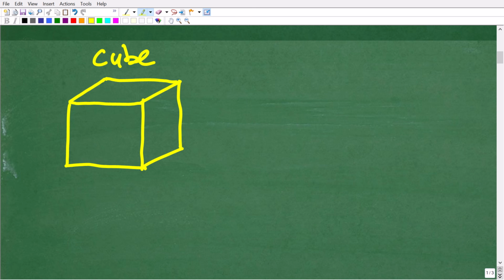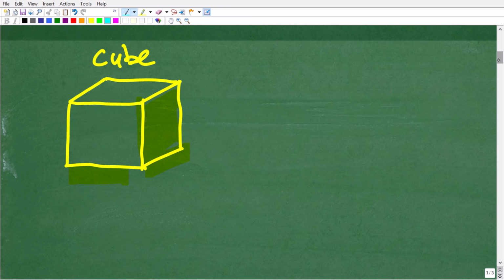Now, what is a cube? Well, of course, it's a three-dimensional figure or object, but basically the width, the height, and the length, how you look at it, is the same dimension. In other words, the sides here are all squares.